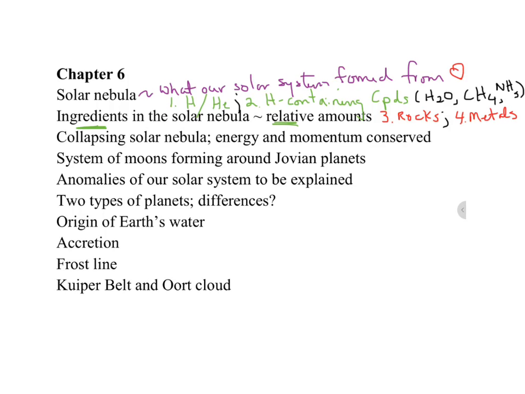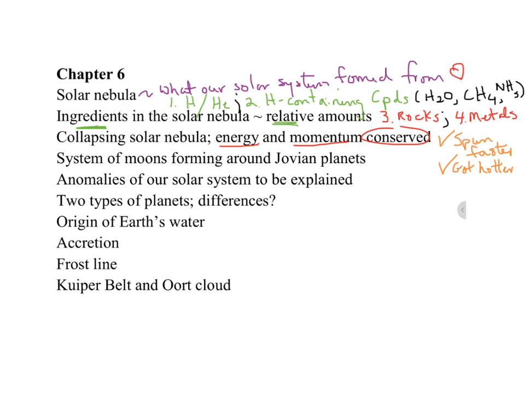The next term, collapsing solar nebula. Okay. A couple of things. I'll just put those two things up here. And it's like the skater, where the skater has a footprint like this with her arms out and brings her arms in. She goes faster and faster. Okay. We talked about the conservation of angular momentum. So she goes faster.